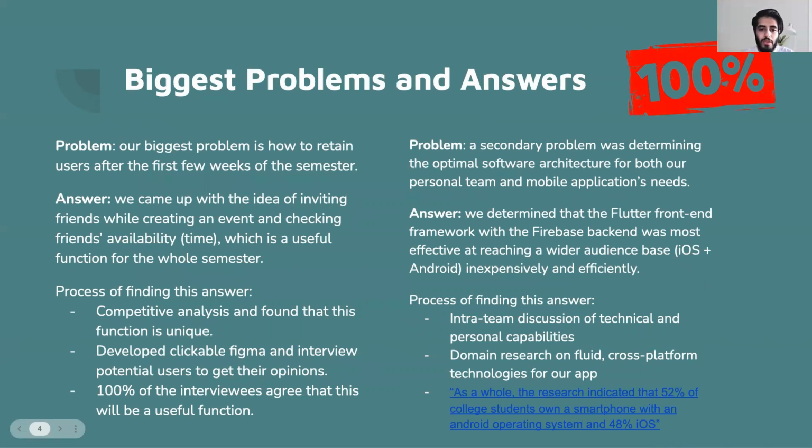Our biggest problem for Sprint 3 was figuring out what features were essential in retaining our user base after the initial acclimation period in the college semester. We resolved this by considering user suggestions and their feedback and developing a multi-purpose event creation feature with a time availability functionality that can be useful throughout the semester for things like study groups. A secondary problem we wanted to resolve was finalizing our core software architecture choices. We decided to pivot to the Flutter framework with a Firebase backend, as it will allow us to develop seamlessly for cross-platform reachability.